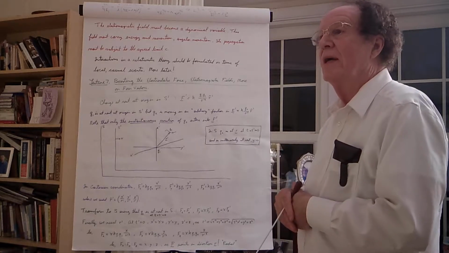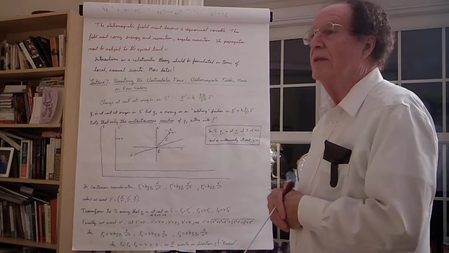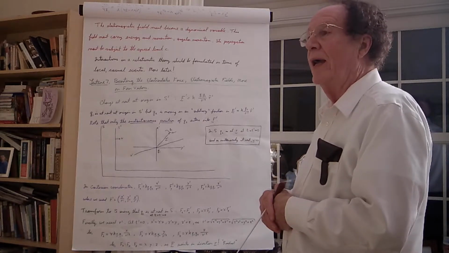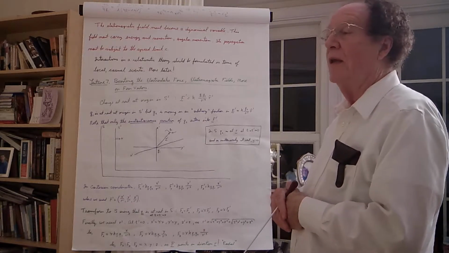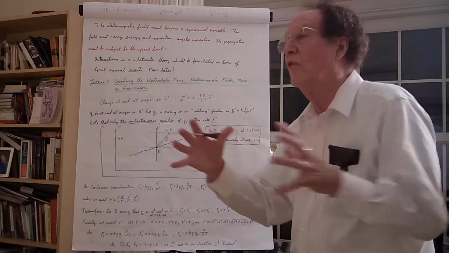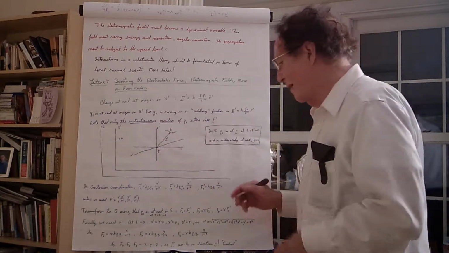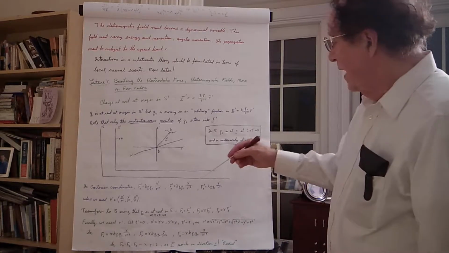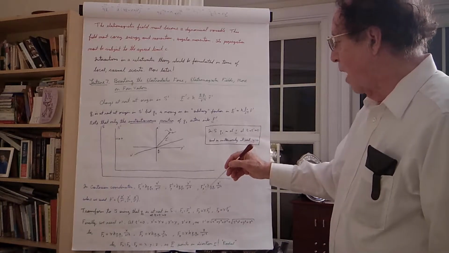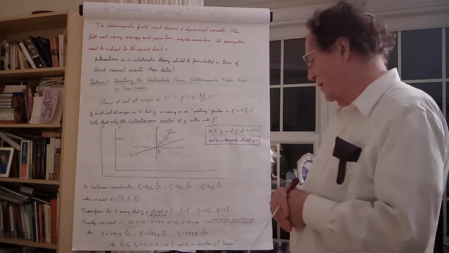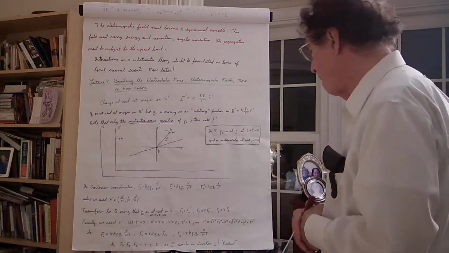x prime is the distance in the moving frame. That's a proper distance. And then when observed in the frame in which that distance is moving at a velocity v, that distance is contracted by a factor of gamma. That's all that says. And the other equations, y prime equals y, z prime equals z, are just saying that the transverse distances are unaffected by the boost.